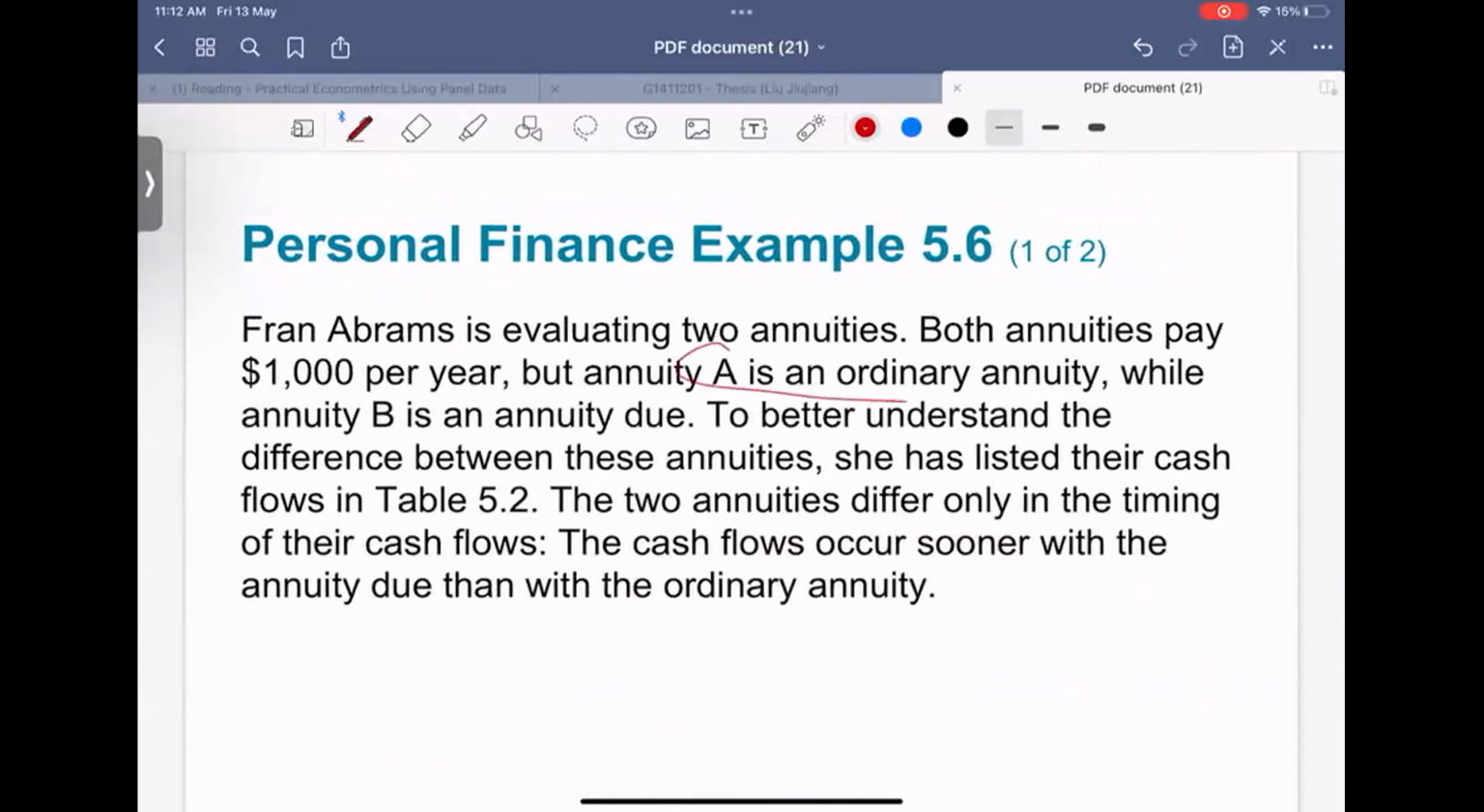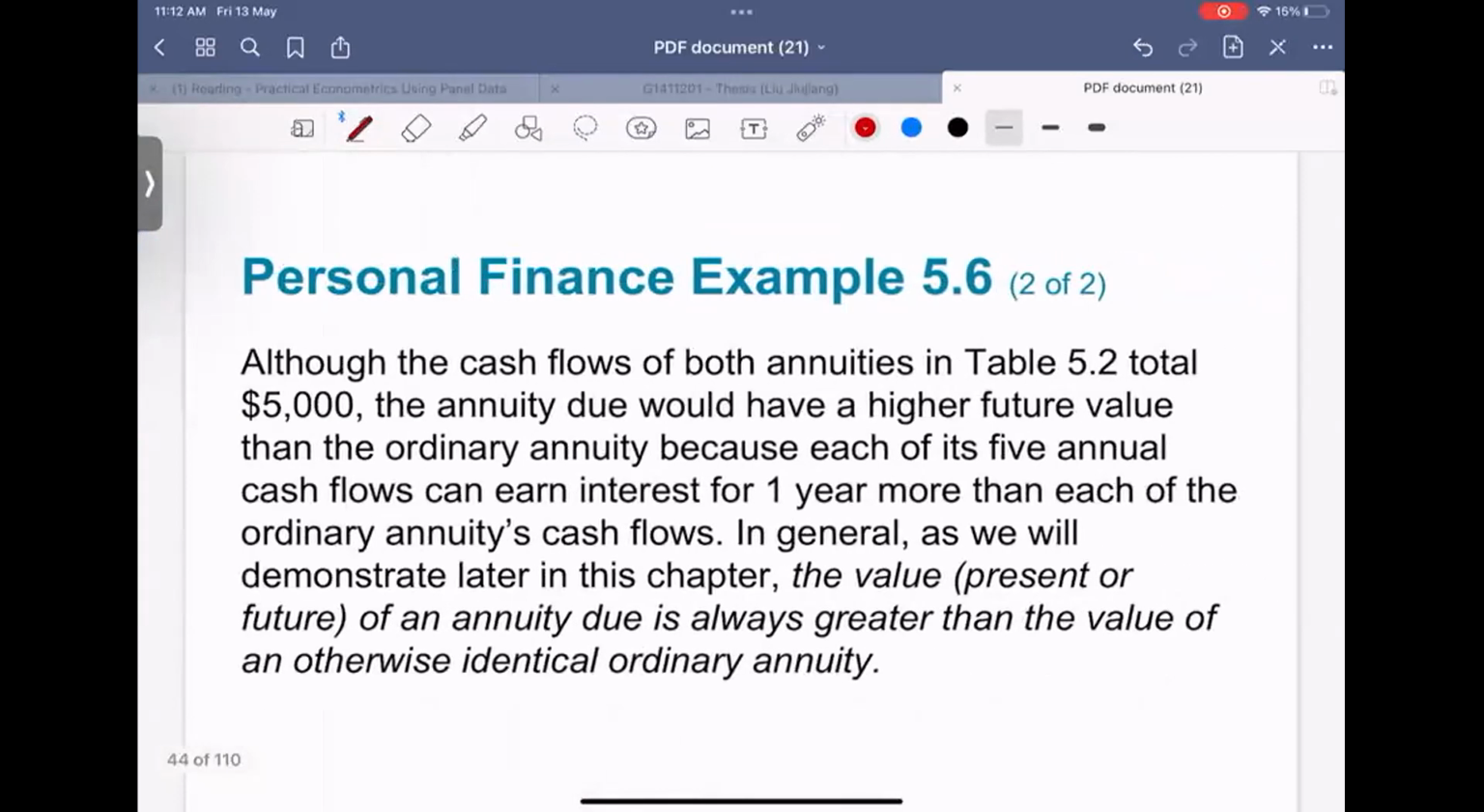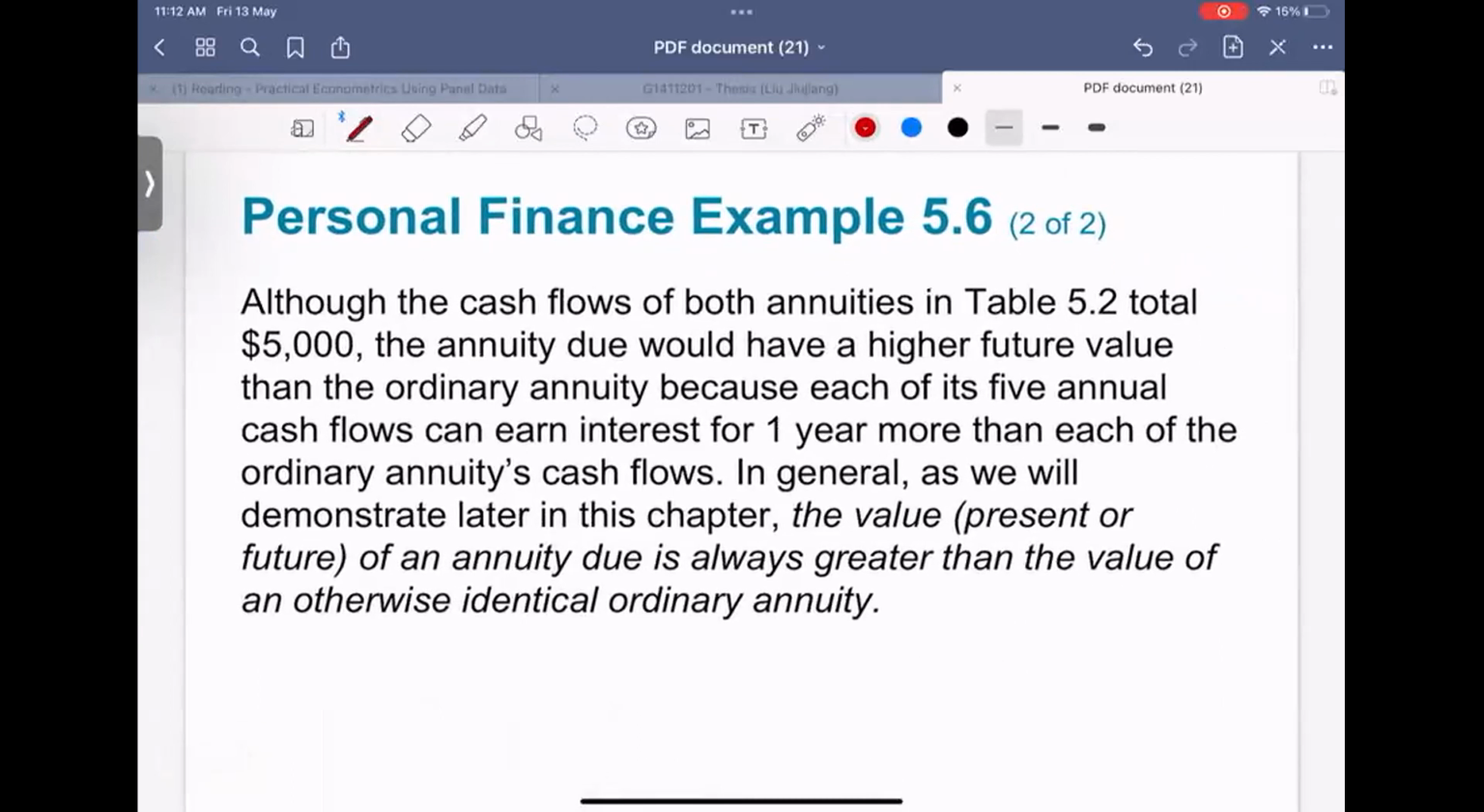Ordinary annuity is this, and annuity due is this. This is zero. We discussed this. The cash flow is the same, but annuity due has a higher future value. Why? Because you receive earlier.